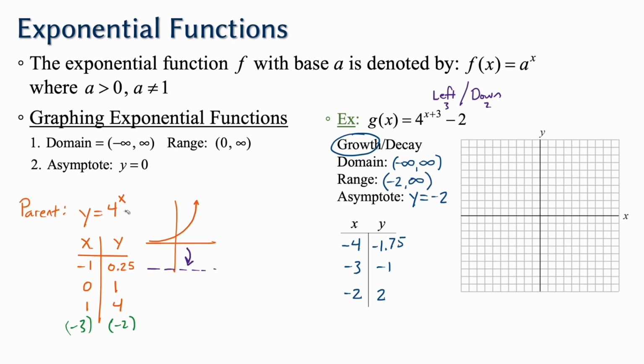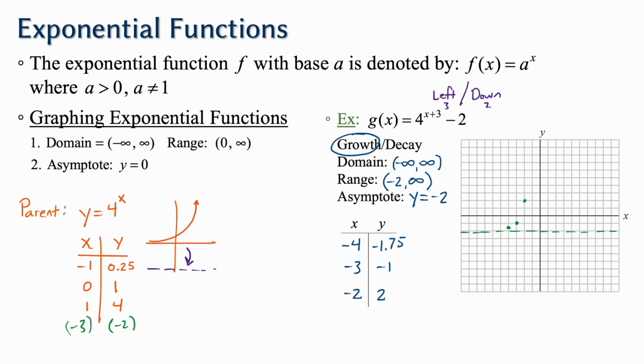Okay, so we considered the parent graph, looked at the transformations, and we filled out our information. So just like before, we want to graph our asymptote, graph some ordered pairs, and make the shape. We do know it's growth, so obviously it's going to be increasing left to right. So in this graph, we're going to go to negative 2 and make our horizontal asymptote. So let's sketch that in there with a dotted line. And then, of course, we'll plot up our points. Okay, so in this case, we're going to go negative 4, and then down 1.75, negative 3, negative 1, and then negative 2, positive 2.